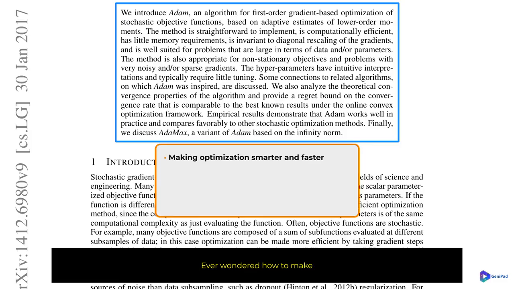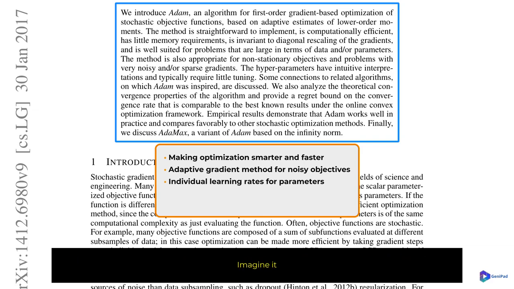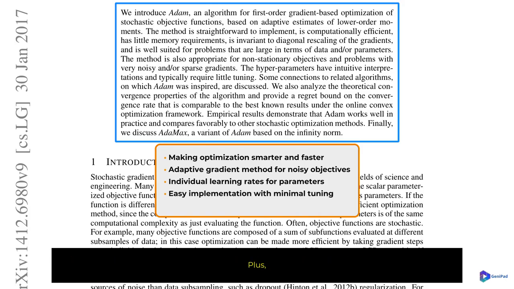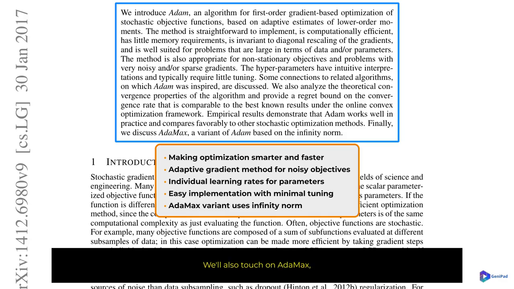Ever wondered how to make optimization algorithms smarter and faster? ATOM is here to save the day. It's a first-order gradient-based method that uses adaptive estimates of moments to handle noisy objectives efficiently. Imagine it as a smart coach that adjusts learning rates for each parameter individually, making it great for large-scale problems with sparse or non-stationary data. Plus, it's easy to implement, memory-friendly, and requires minimal tuning. No wonder it outperforms other methods in practice. We'll also touch on ATOMax, a cool variant based on the infinity norm, later on.